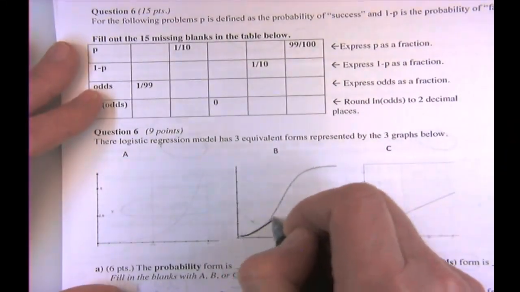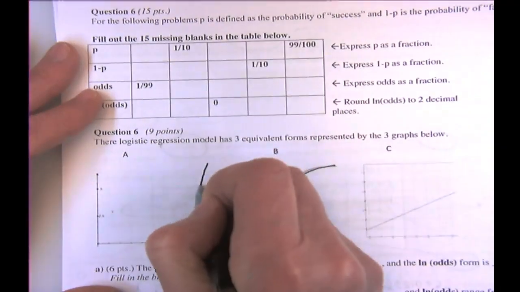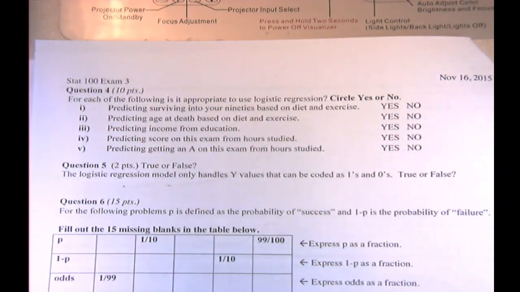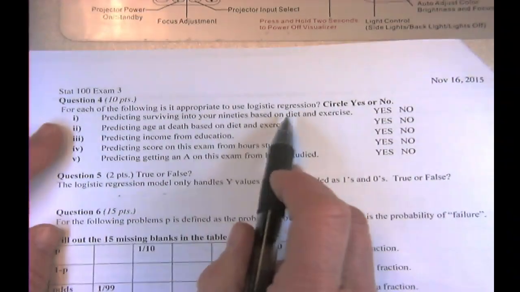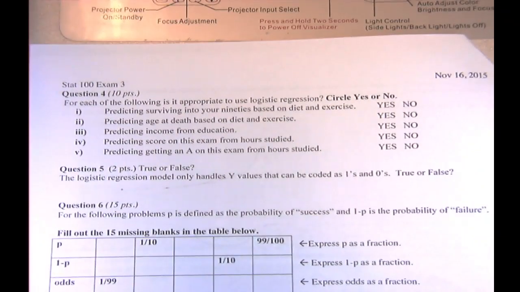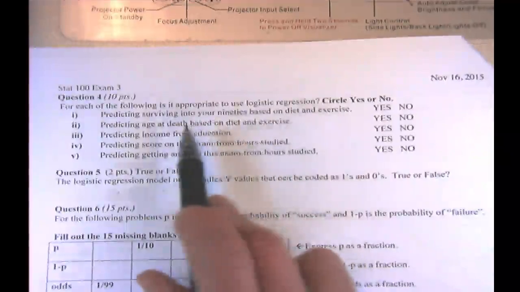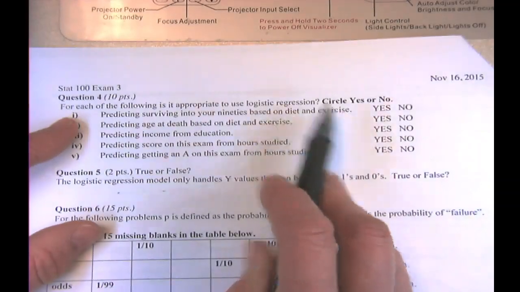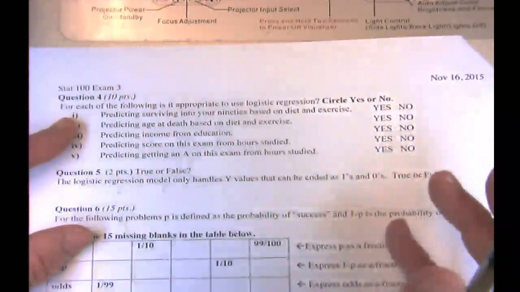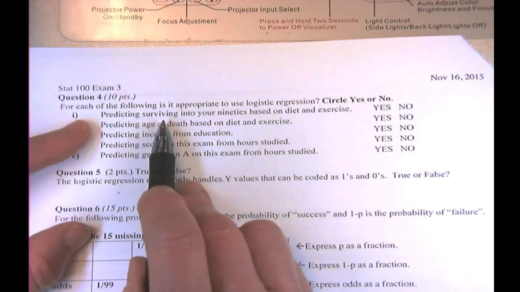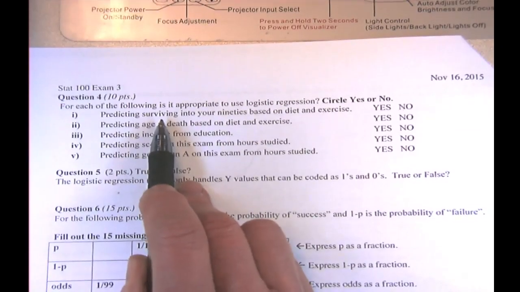We have 3 forms for this equation. It's this, or here's a linear, and the linear is in the log odds. Okay, so let's first start up here, and for each of the following, is it appropriate to use logistic regression? Circle yes or no. So if predicting surviving into your 90s based on diet and exercise, can you code that? Did the person survive into the 90s or not? Yes or no answer. It's a 0, 1 variable. Survive could be 1, not survive 0. So that's yes.